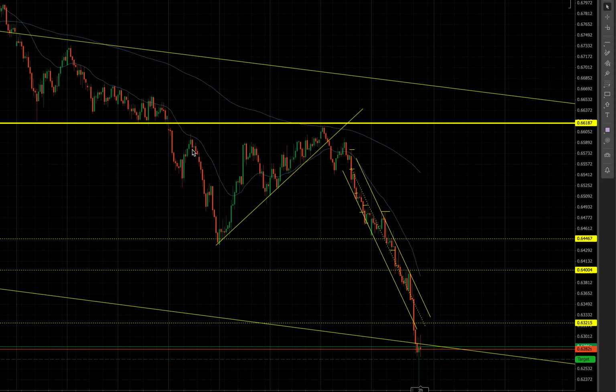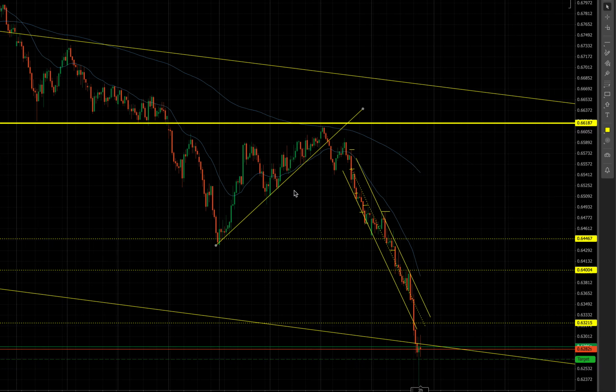So after this down move here, you see it starts to form a complex pullback. This could be seen as a pullback, but it's a minor one. I like distinctive V shapes or A shapes for my pullback, so this is a complex one. That's why I've drawn this trend line here, as it keeps touching this and using it as support. Eventually it breaks it quite strongly at this point here, which is around the 18th.